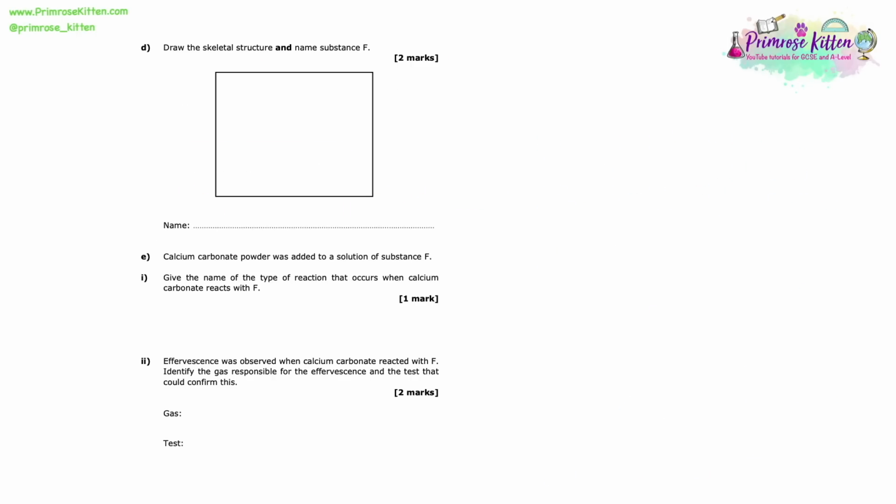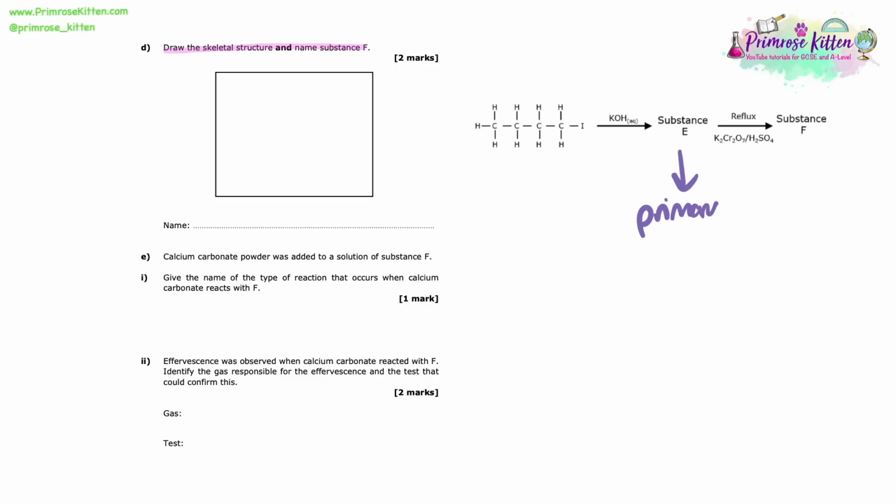Here we're asked to draw the skeletal structure and name substance F. So first off, we need to remember what F is. Let's remind ourselves of this flowchart. So we form F when we take substance E and we reflux it with acidified potassium dichromate. Well, let's remember that substance E was a primary alcohol. We just looked at how we made that. In fact, we know it was butan-1-ol.